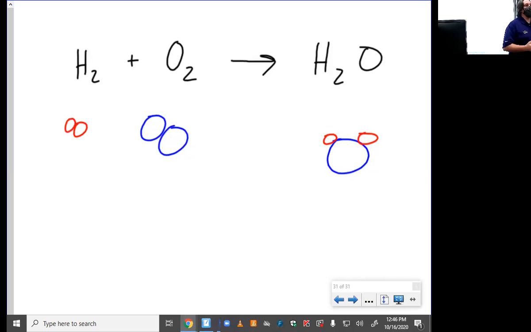So first thing we need to do is understand that this does happen. You can have a situation where you take a molecule of hydrogen, which is two hydrogens bound together, a molecule of oxygen, which is two oxygens bound together, put enough energy to it so that the molecules break apart and then they reform as water. But we got a problem because there's a law in chemistry that we have to follow.